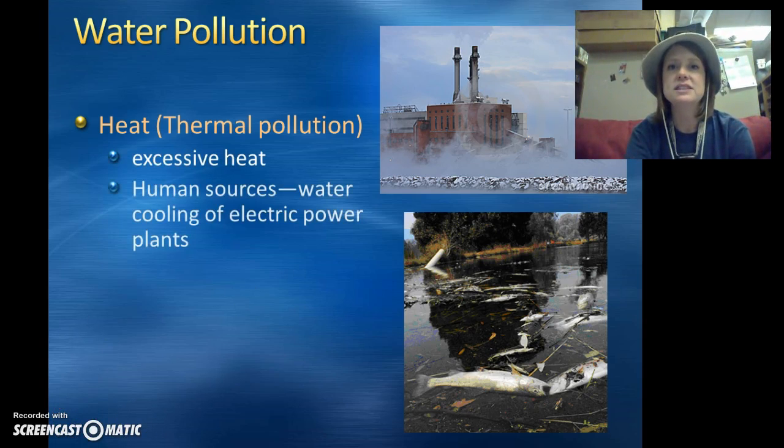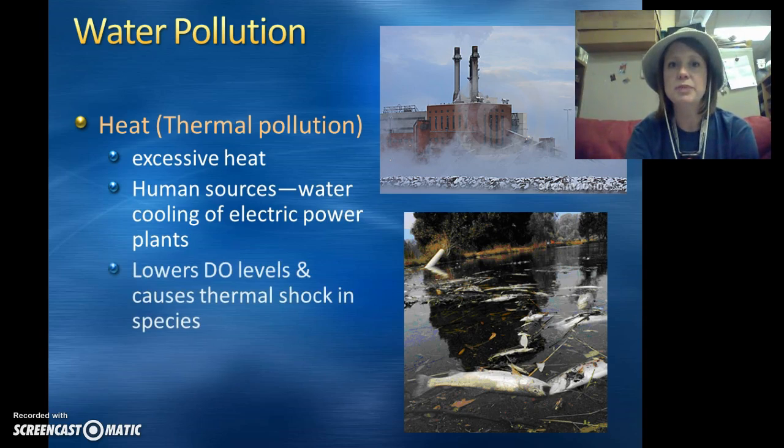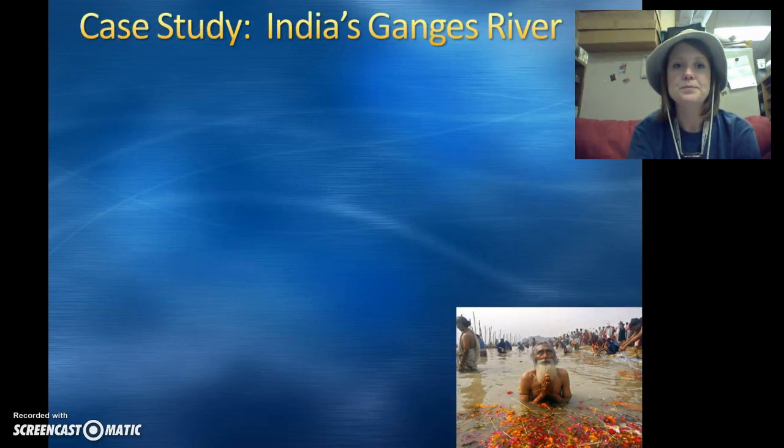Whenever you have excessive heat in the body of water, that's going to affect any of the aquatic organisms there. So a lot of times this heat comes from the cooling water from power plants. The water that's used to cool the equipment is then dumped back into the lake or body of water that it came from. So when you have warmer water, you're going to have more evaporation. So that means your oxygen is evaporating, and that can lower dissolved oxygen and causes thermal shock, which you can see has happened in that picture there to the right.